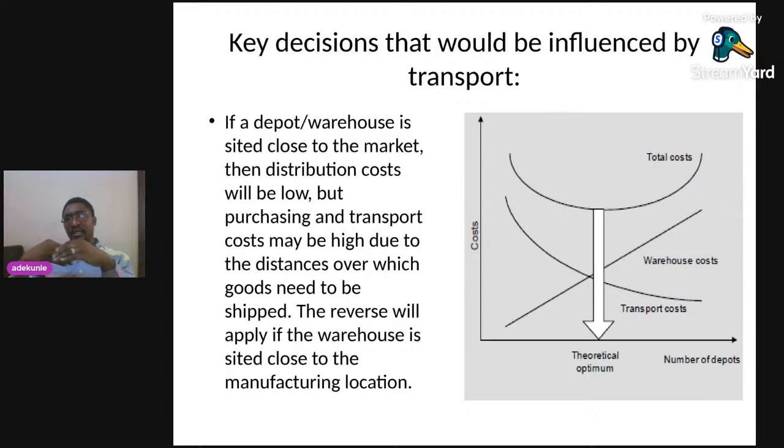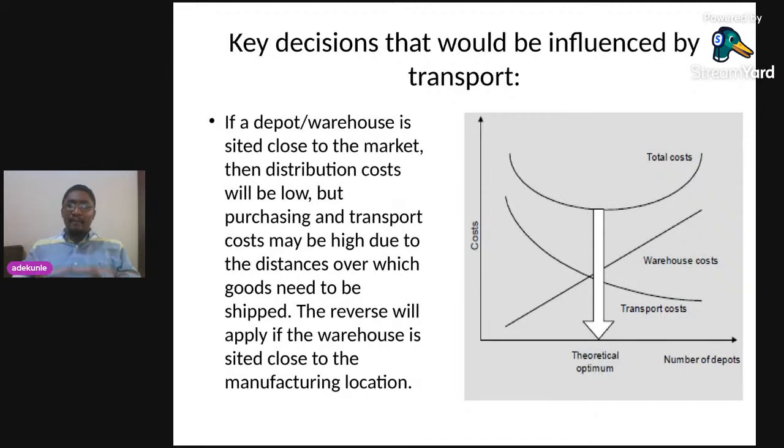The reverse will be the case if the warehouse is situated close to the manufacturing site. Of course, the cost of moving goods from the manufacturing site to the warehouse will be reduced, while the cost to distribute to the market will increase. So what do you do as an expert? You see from the chart that the cost of transportation or distribution is on the vertical axis. On the horizontal axis, you have the number of warehouses or depots that you want to have.